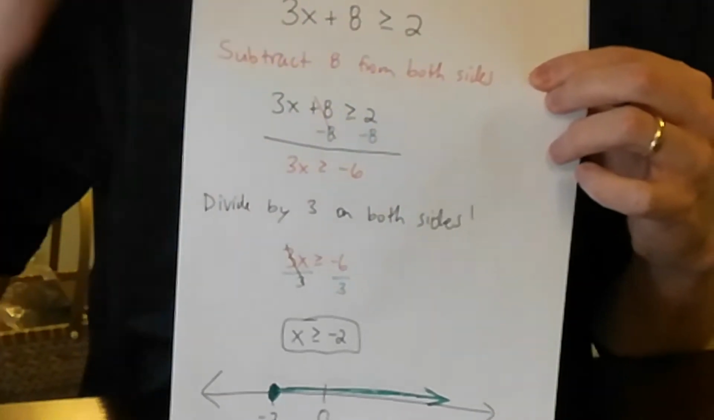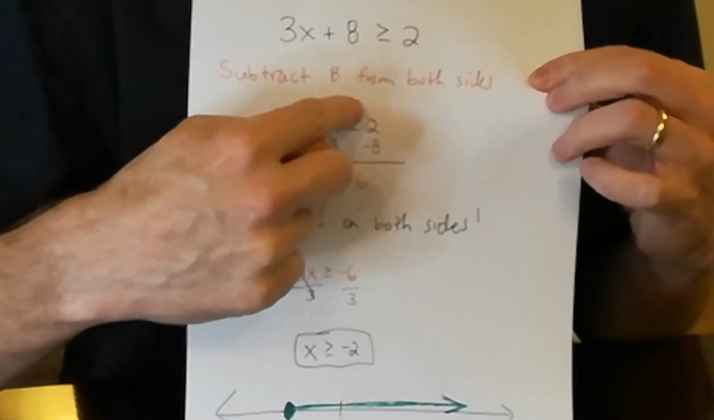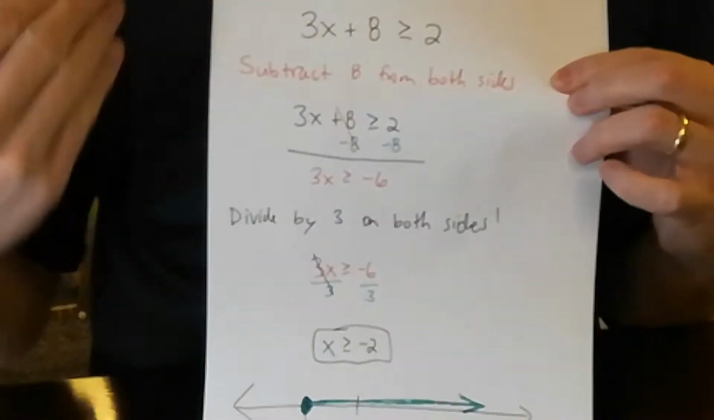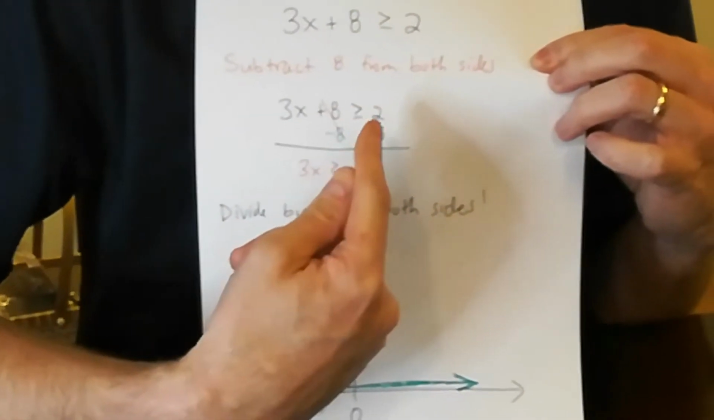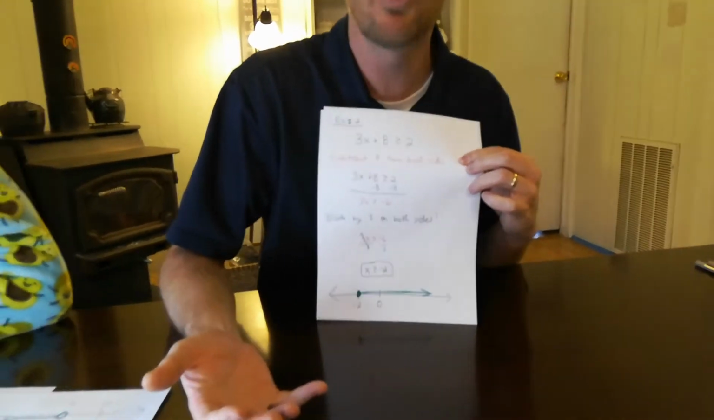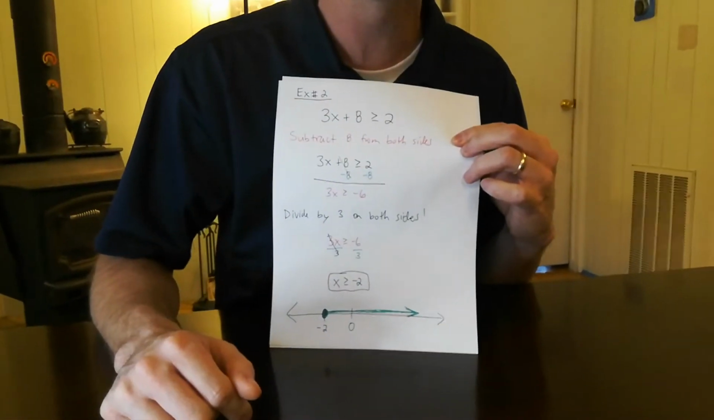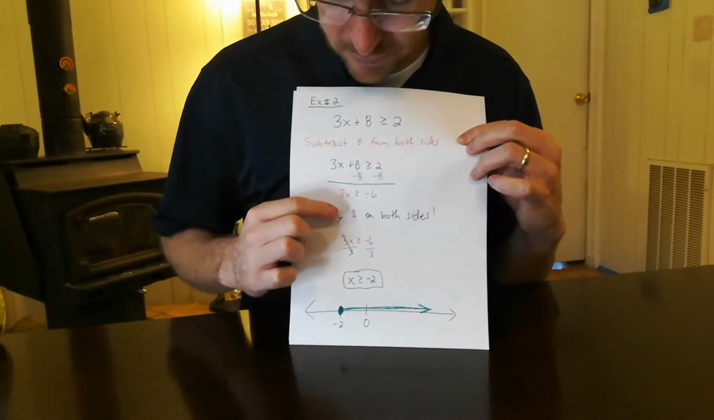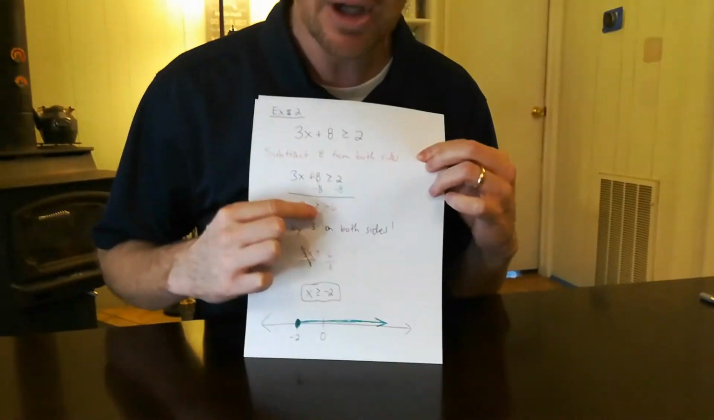Because 2 means you have 2, but a negative 8 means you got to take away the 8. If I only got $2, I got to give away $8. That doesn't work. I'll end up with a negative 6. I owe $6. So that ends up being 3x is greater than or equal to negative 6.